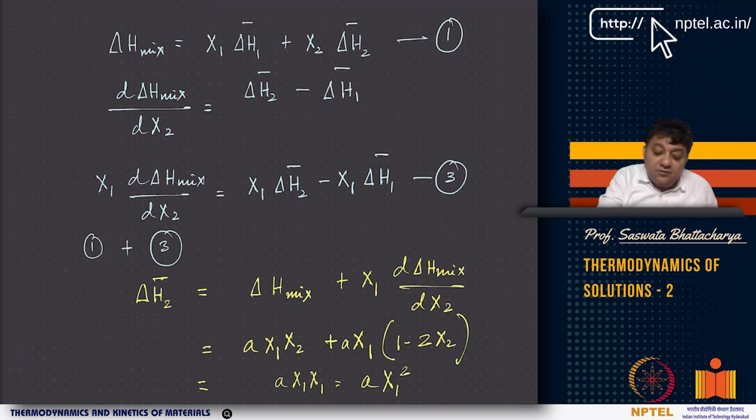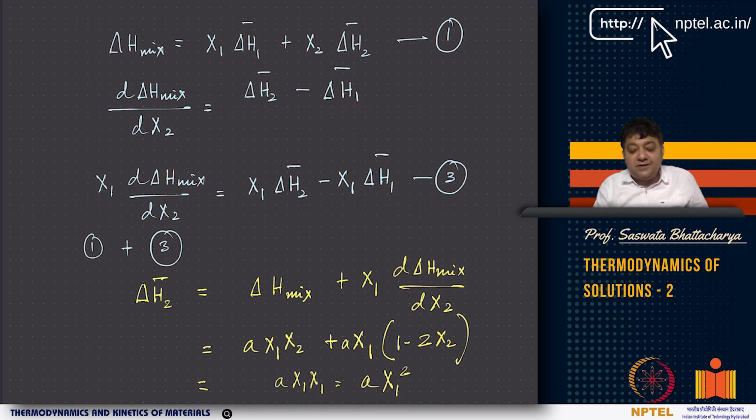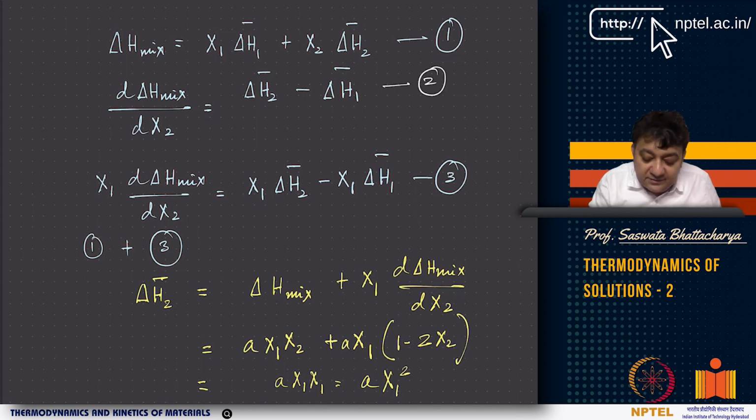So basically, if I know delta H mix, and if I know these relations, these are the relations that we are using. The first relation is x1 delta H1 bar plus x2 delta H2 bar is nothing but delta H mix, and another is the slope, d delta H mix dx2 is delta H2 bar minus delta H1 bar, like mu b minus mu a. So I have two equations. This is equation number 2. If I have two equations, then I can write the third equation, then I can do 1 plus 3, and then I get delta H2 bar is a x1 squared.